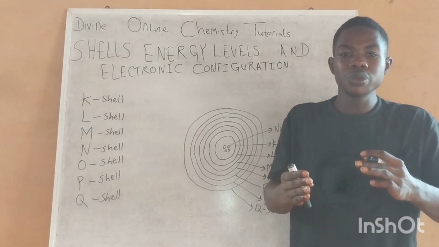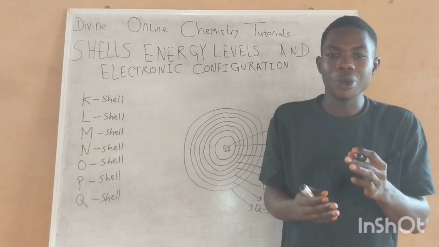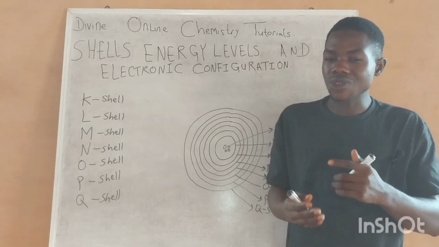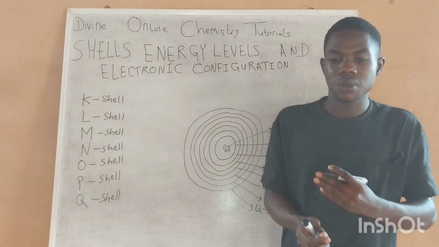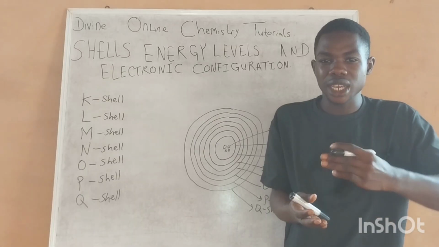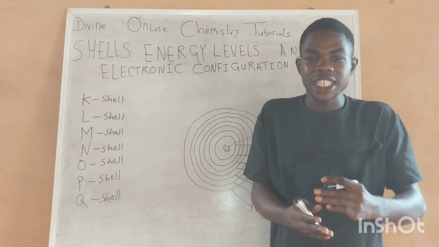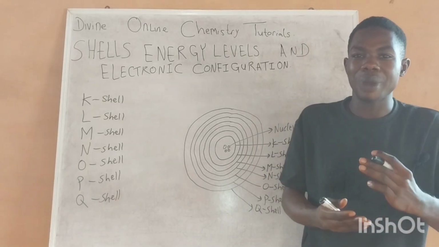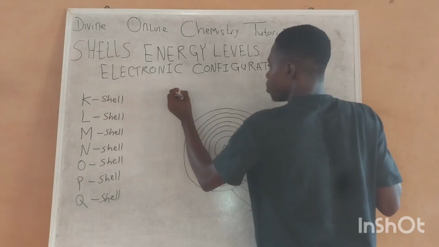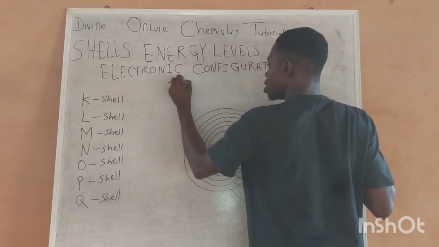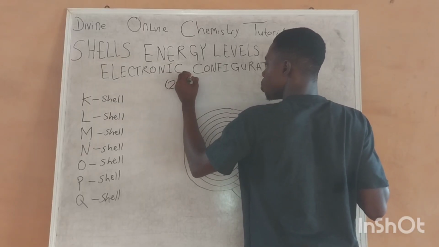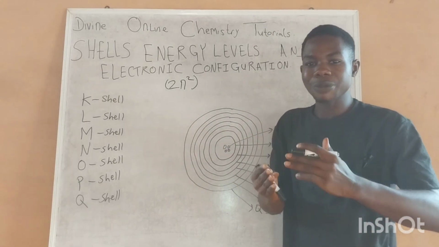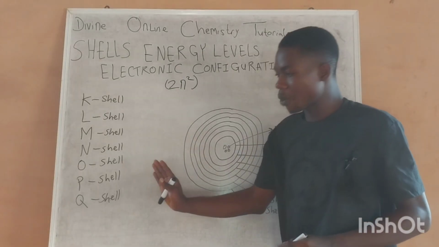From here, we'll be moving straight to the maximum number of electrons that each shell can carry. Please also take note that shells cannot carry an equal number of electrons. Now, how can we determine the number of electrons that each of these shells can carry? The maximum number of electrons can be determined by using this formula: 2n raised to power 2. With this formula, we can determine the maximum number of electrons that each of these shells can carry.